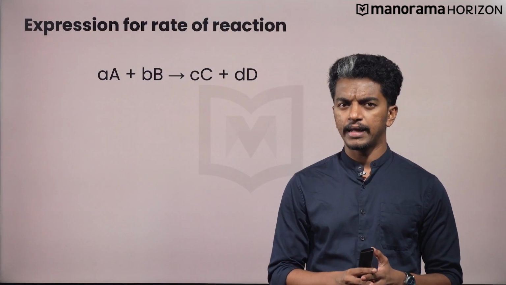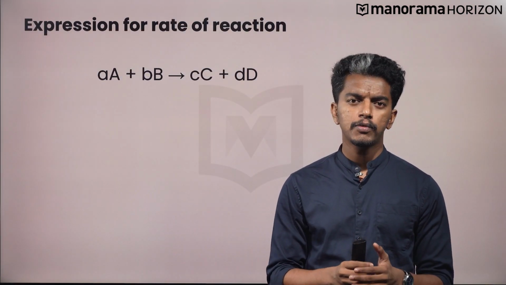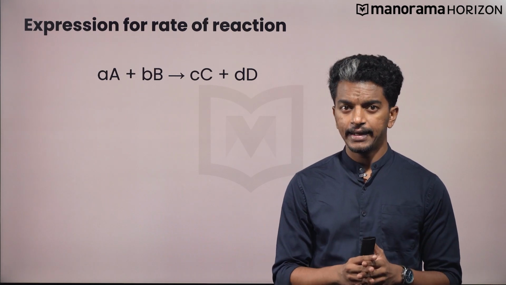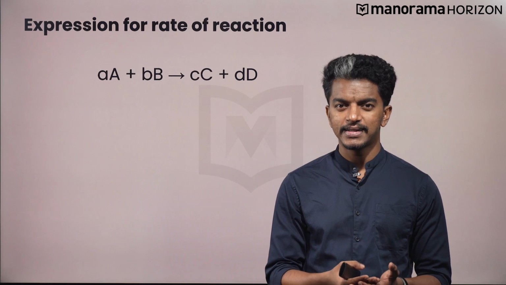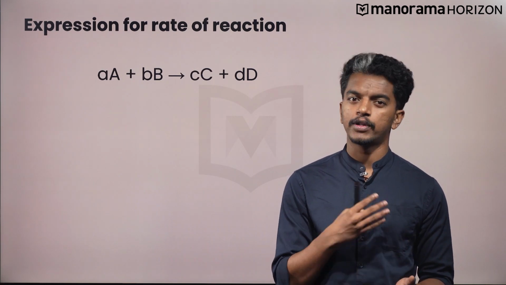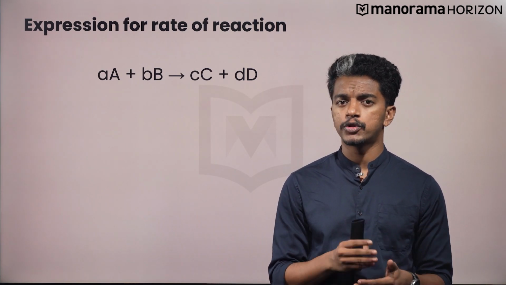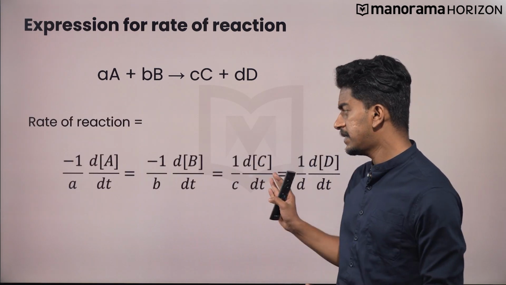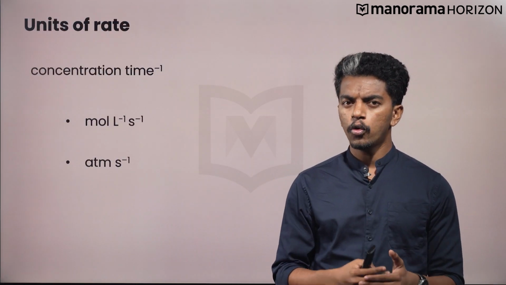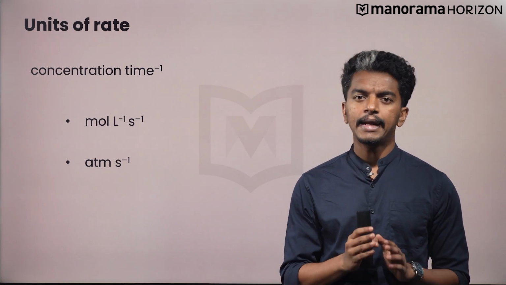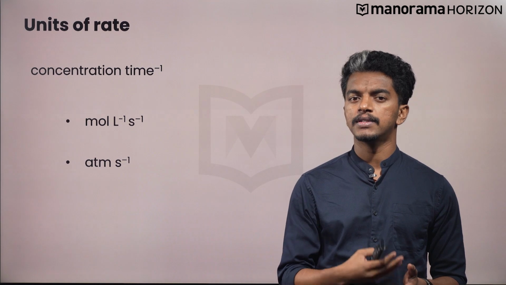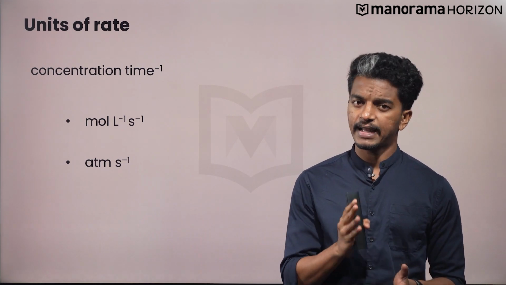When a moles of A reacts with b moles of B to give c moles of C and d moles of D, then the rate can be expressed as the rate of disappearance of any of the reactants or the rate of appearance of any of the products divided by their respective stoichiometric coefficients, as you can see here. From these discussions, I hope you are clear that rate has units of concentration per time. Hence, rate can have units of mole liter inverse second inverse or atmospheric pressure second inverse.